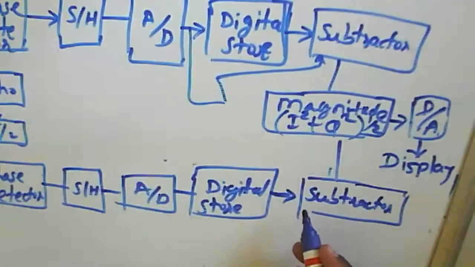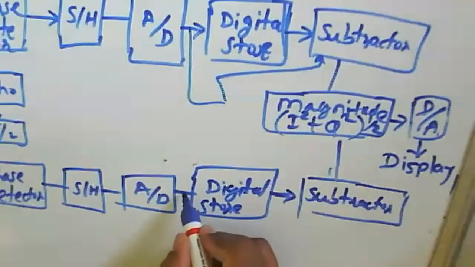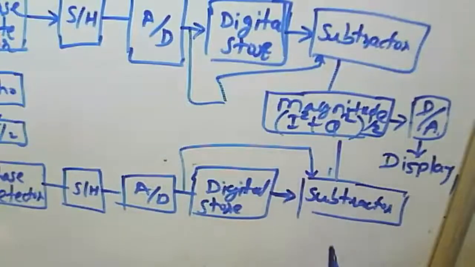Likewise, you can consider the information going to the subtractor here. So from this, what will be the A to D block, and then the subtractor, to the magnitude we are getting.